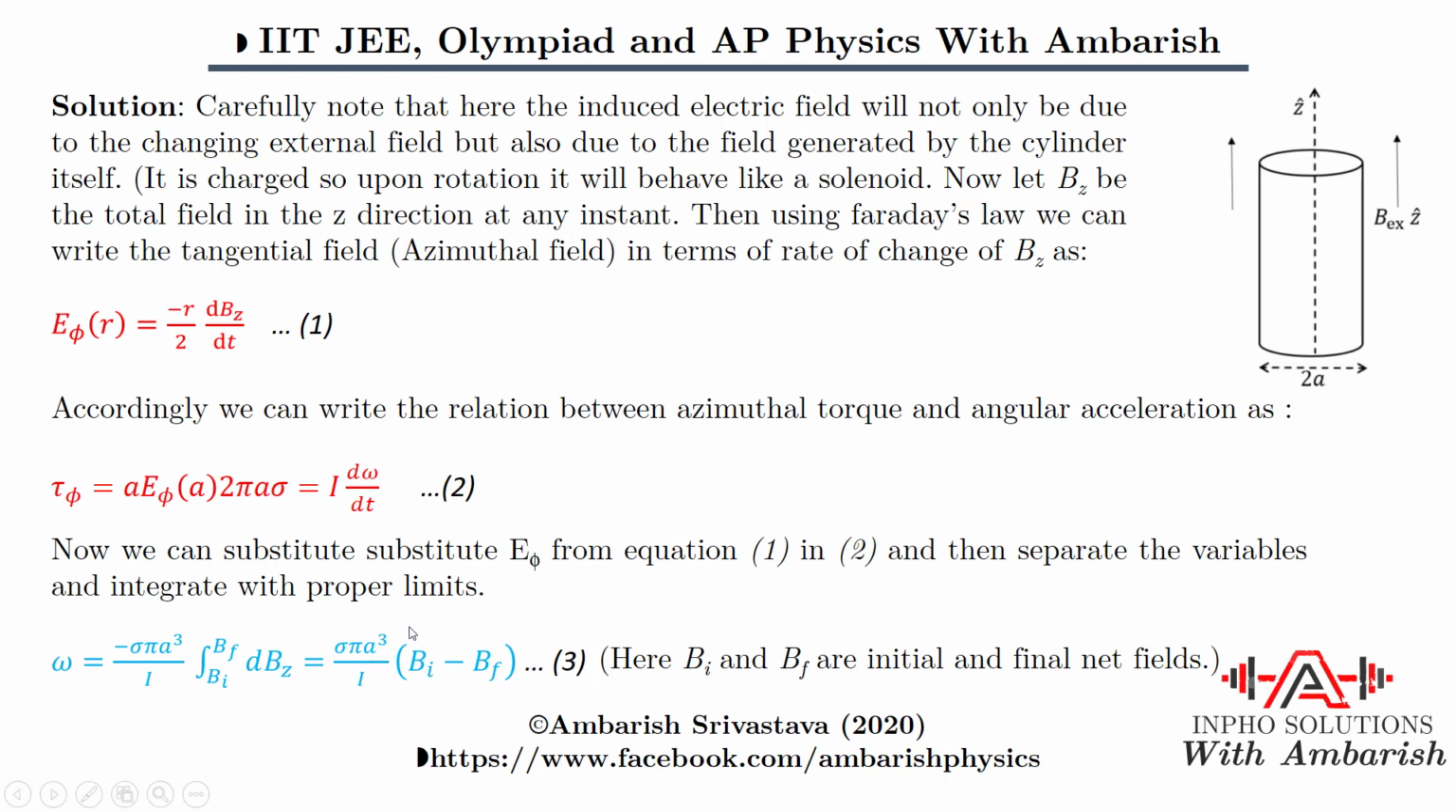So please note that B initial doesn't depend on omega, but B final itself depends on omega. So we have not yet explicitly solved for omega, because the right hand side itself is a function of omega. So we need to substitute for B final and then solve for final omega. So let's see that work we have done on the next slide.